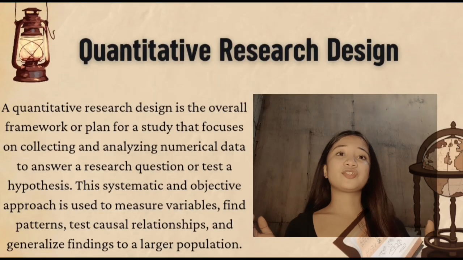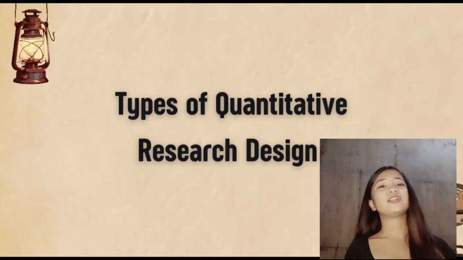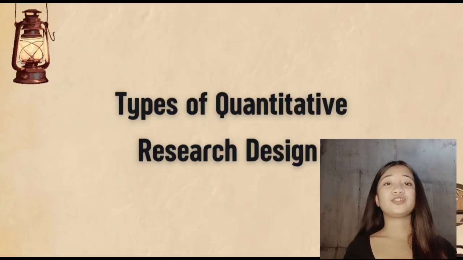A quantitative research design is the overall framework or plan for a study that focuses on collecting and analyzing numerical data to answer a research question or test a hypothesis. This systematic and objective approach is used to measure variables, find patterns, test causal relationships, and generalize findings to a larger population. There are actually different types of quantitative research design.